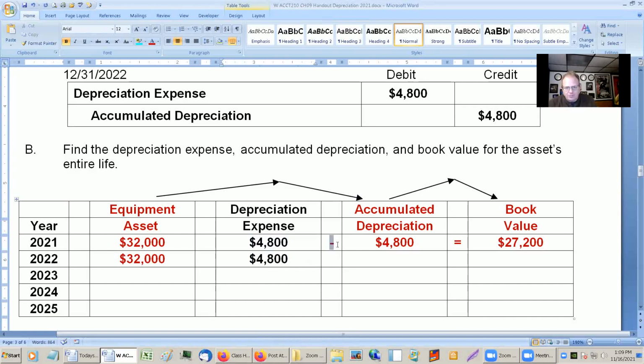Okay, now for the tricky one, accumulated depreciation. This is all the depreciation we've had so far, all the depreciation expense to date in 2022, all of it together. So how much would be in the accumulated depreciation account? 9,600. Yep. Add both of those together.